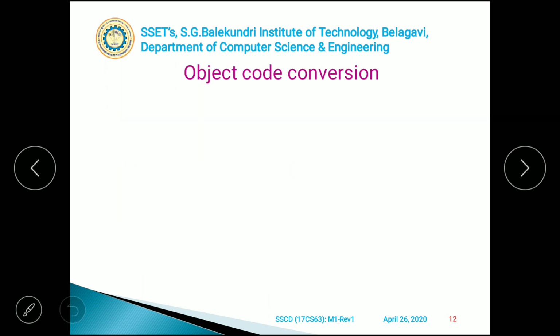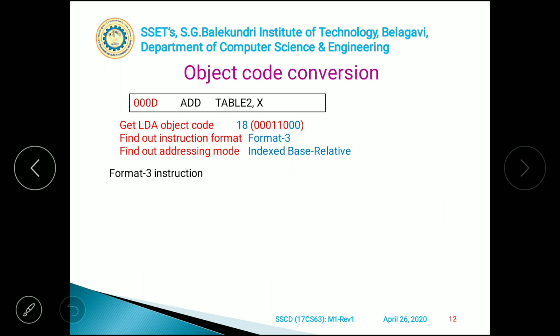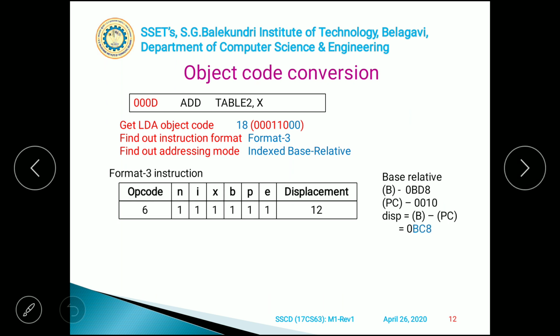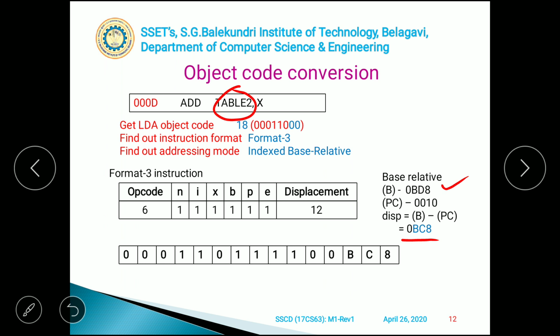Now come over here for the next instruction. Again this is going to be the same thing as we have seen in the previous example. You are going to get the address of TABLE2, but understand that this TABLE2 is already loaded in the base register, so the base value here we have taken as BD8, and PC is the address of the next instruction, that is 010. If you subtract that, you will get the displacement as BC8. That is what you are going to show in this case.